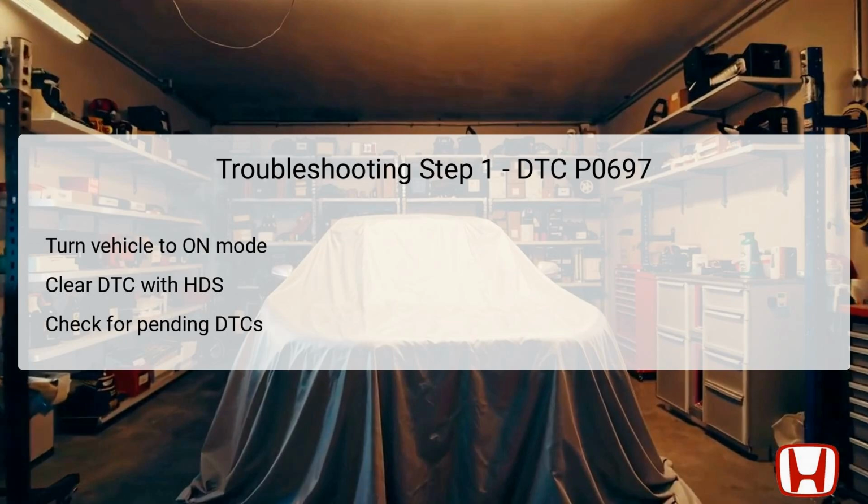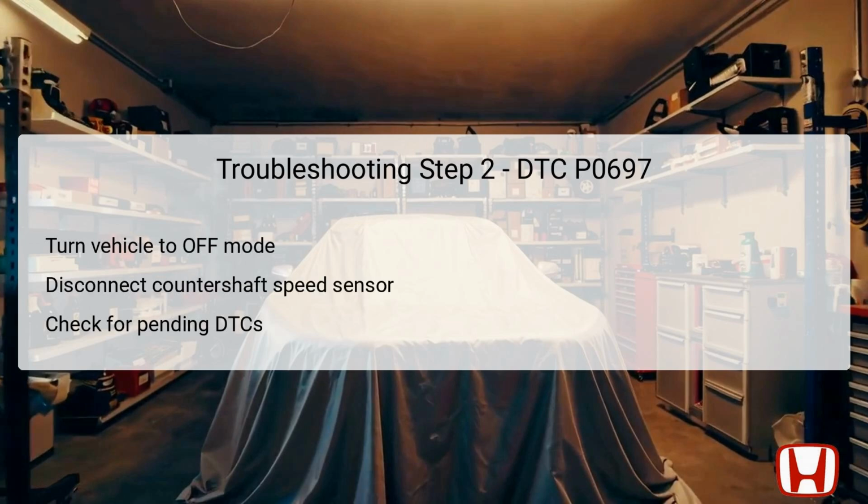After clearing the DTC, turn the vehicle off and then back to on mode to check for any pending or confirmed DTCs once more. If DTC P0697 reappears, it verifies that there is a persistent issue that needs to be addressed further. Conversely, if the code does not return, it could indicate an intermittent failure, and further inspections for poor connections and loose terminals at the TCM may be warranted. This preliminary step is crucial as it lays the foundation for all subsequent diagnostic efforts.